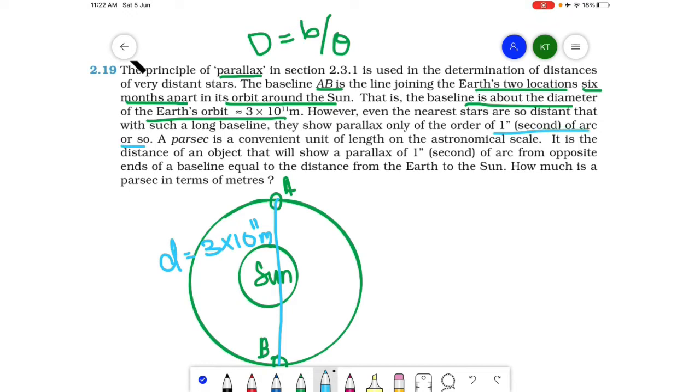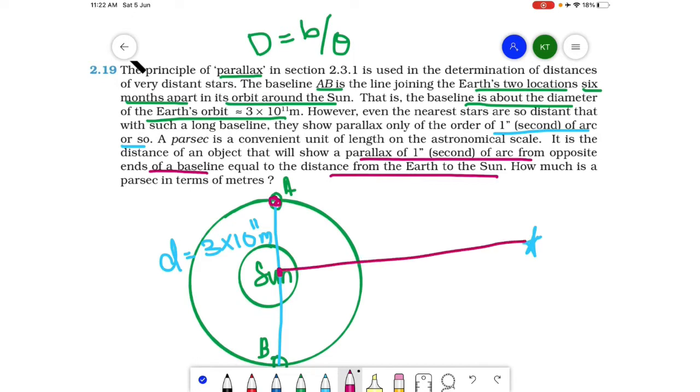only of the order of 1 second of arc or so. You've got a star here. It shows a parallax of only 1 second of an arc or so. A parsec is a convenient unit of length on the astronomical scale. It is the distance of an object that will show a parallax of 1 second of arc from opposite ends of a baseline equal to the distance of the Earth to the Sun. Distance of Earth to the Sun, parallax angle. How much is the parsec in terms of meter?